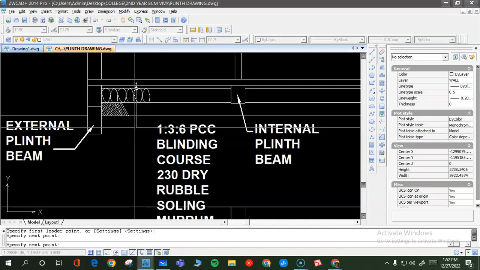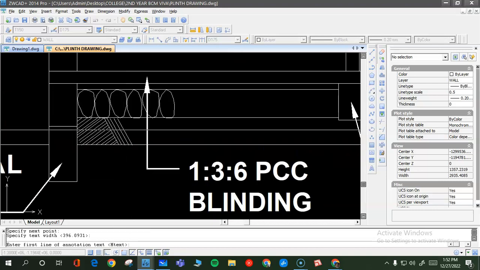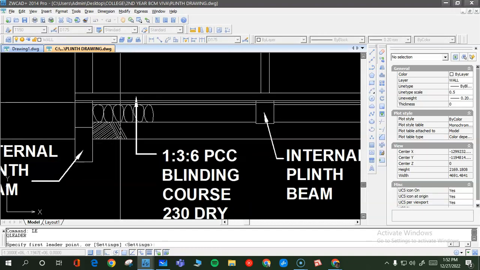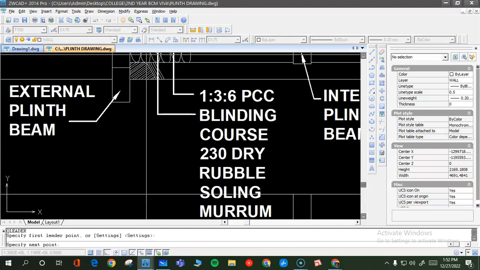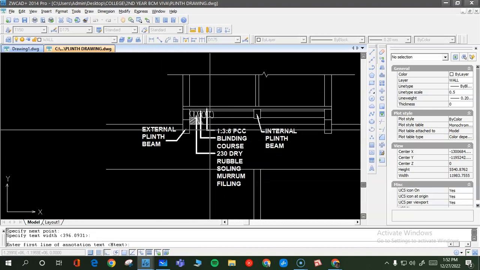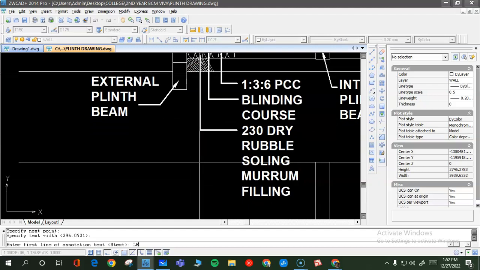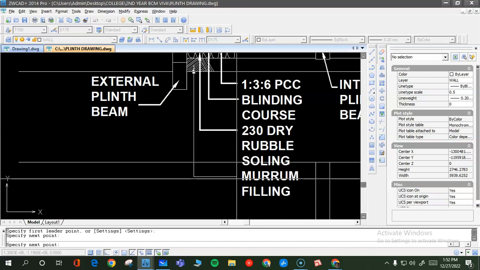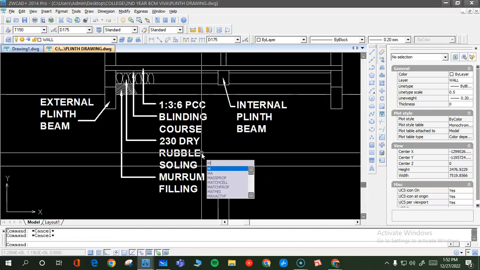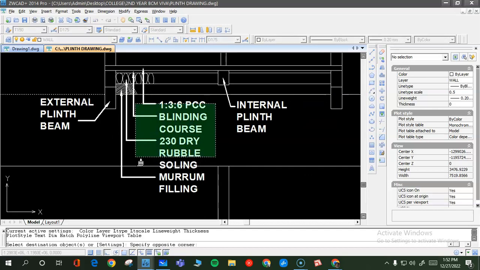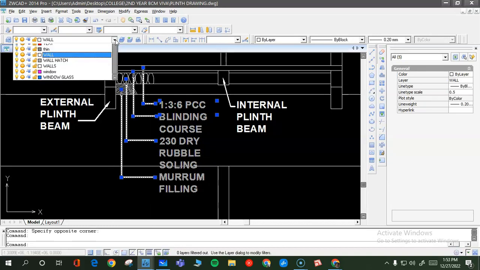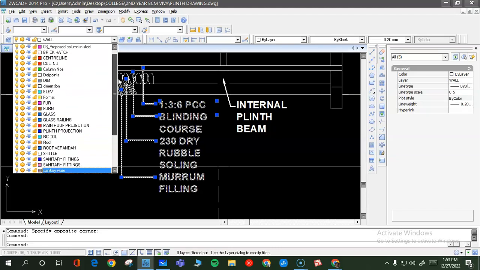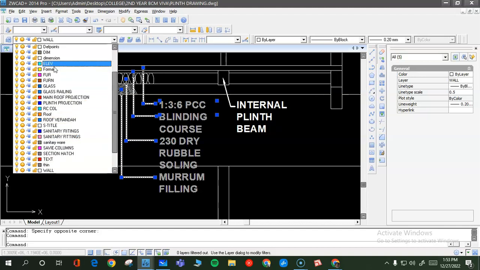Now here you can indicate like this. So this is the blinding course, you can show it like this. Then 230 thick dry rubble soling, show it like this. Then murum filling. Like that. Okay. As I told you, you can do this in freehand also, no problem, because you may not find sufficient time to do it. Because this particular question which has been asked is quite extensive, which I feel is going to take a lot of time.